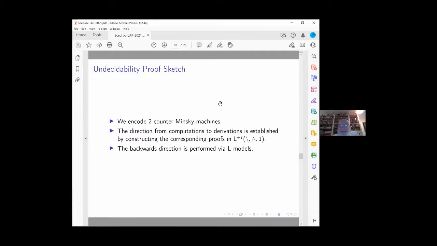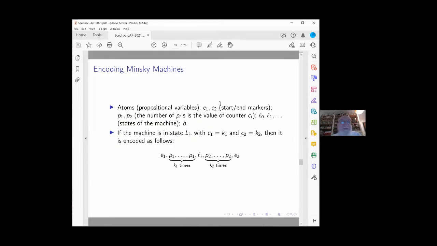Okay, so let's give a proof sketch of this. What we're going to do is encode two counter machines. The direction from computations to derivations is established by constructing the corresponding proofs in the small fragment, and the backward direction is done very cleverly by using L models. Now, to encode the Minsky machines, I'm not going to do this in great detail, but just to give you a flavor, I'm going to need a special symbol B.